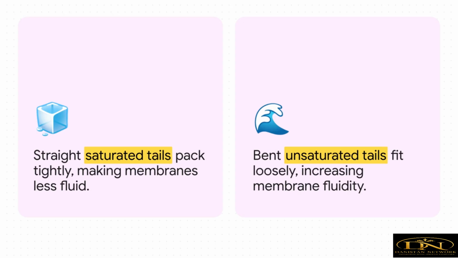But you might be wondering, how does the cell stop that oil from just freezing solid when it gets cold? Well, a massive factor here is the chemical makeup of those hydrophobic tails. Saturated tails are completely straight, meaning they can pack tightly together to make the membrane much more solid. Unsaturated tails, however, possess a distinct kink or bend in them.